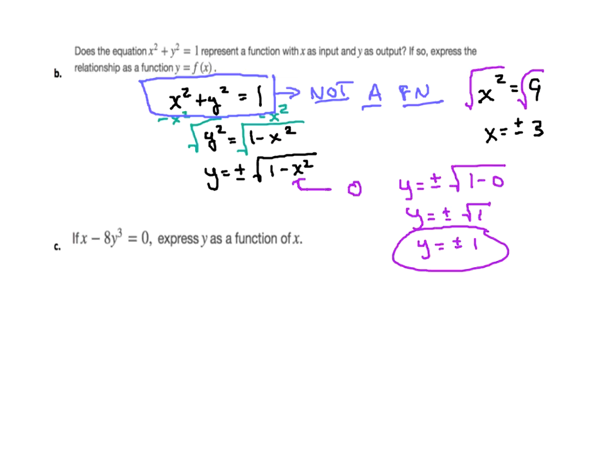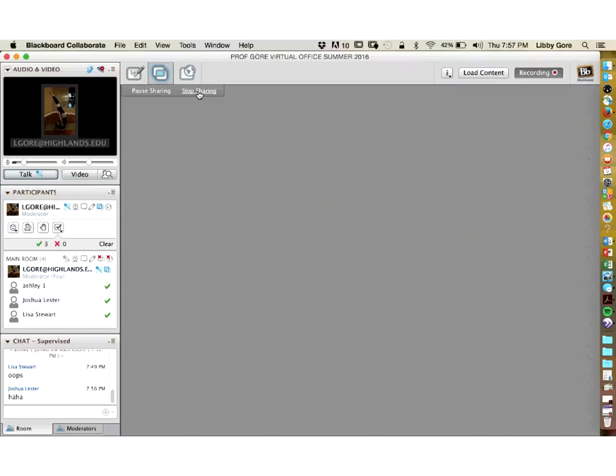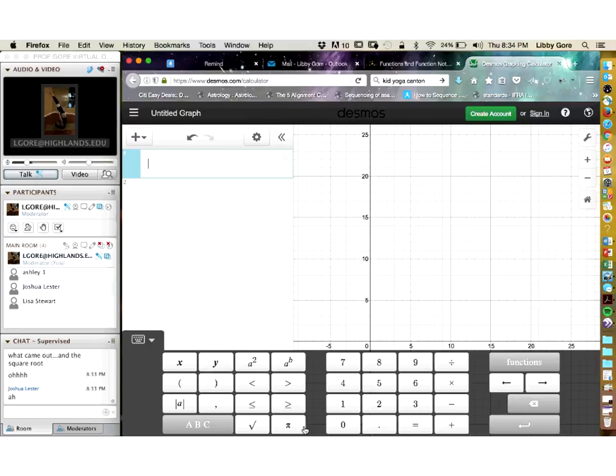I have the positive square root of 1 minus x squared and the negative square root of 1 minus x squared. Let's go take a look. So I have the positive square root of, oh shoot, I've already forgotten it. What was it, 1 minus x squared?